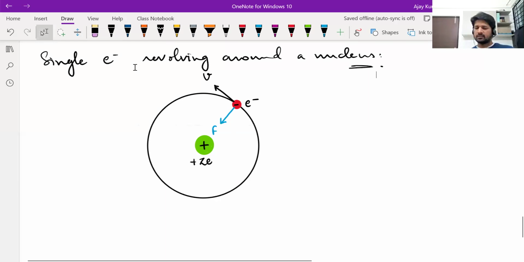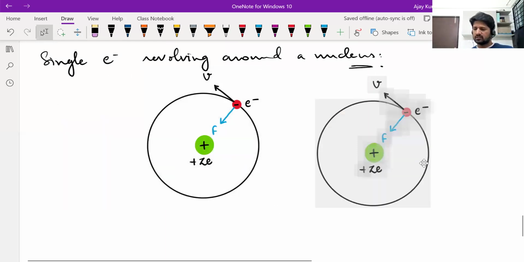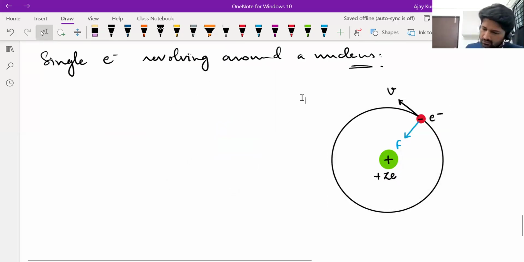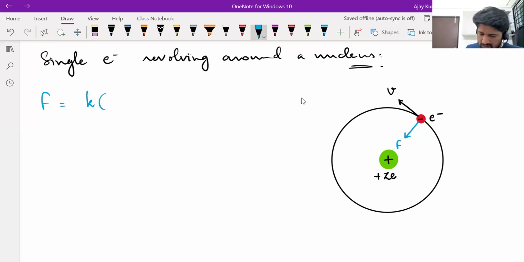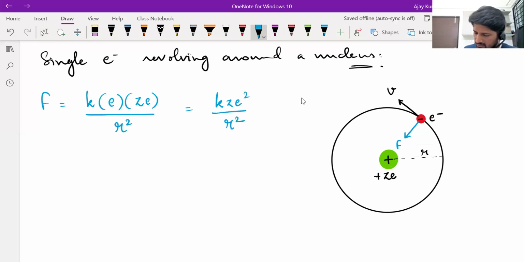Okay. Now, what helps it revolve around the nucleus is the electrostatic force of attraction between the nucleus and the electron. What is the formula for electrostatic force of attraction between two charges? F is equal to K Q1 Q2. One charge is the charge of an electron, the other charge is the charge of the nucleus, divided by square of the distance. Assume it revolves in a circle of radius r. Then K e multiplied with Ze divided by r square. You can write this as KZe square by r square. This is the electrostatic force of attraction between the nucleus and the electron.